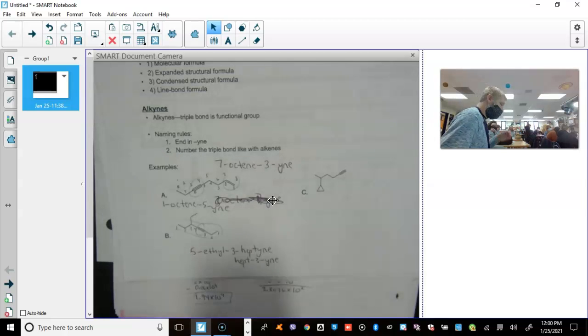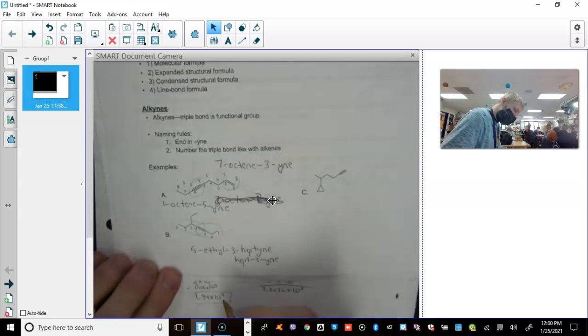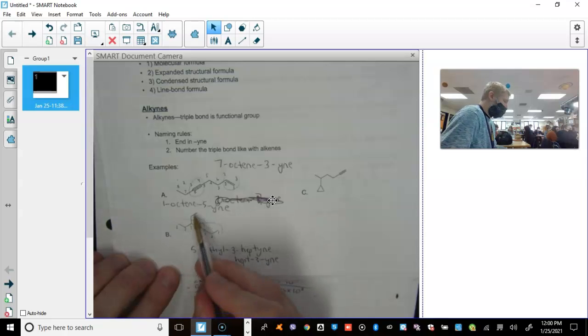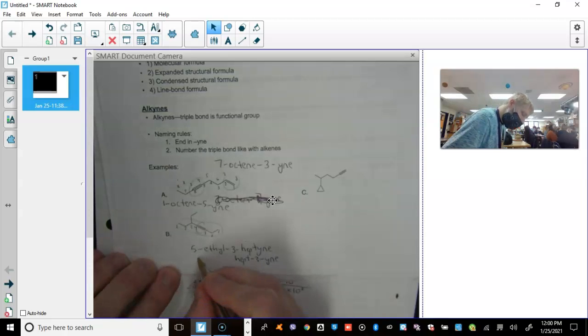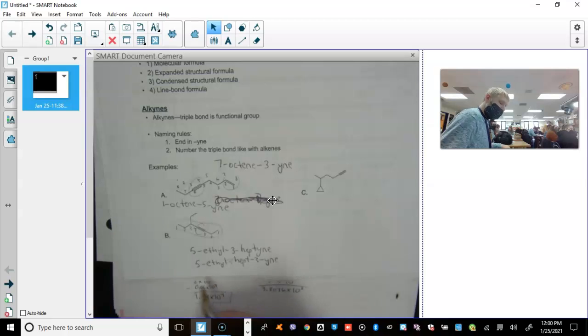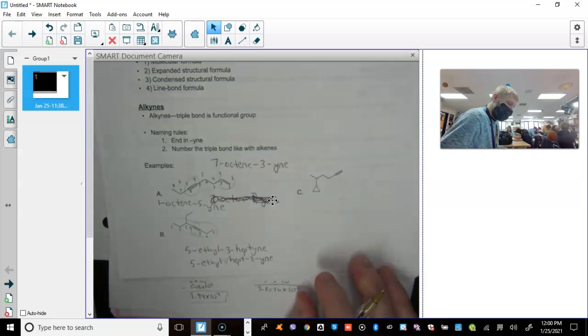Would naming the alphabetic order matter? If you had more than one alkyl group, then yes, alphabetical order. But this doesn't matter for the alphabetic order, because there's only one side chain. Gotcha. Good question, Brandon. Technically, there's no space there. No space. 5-ethyl, hept-3-ine if you're writing it that way. Whichever way you like, that's acceptable.